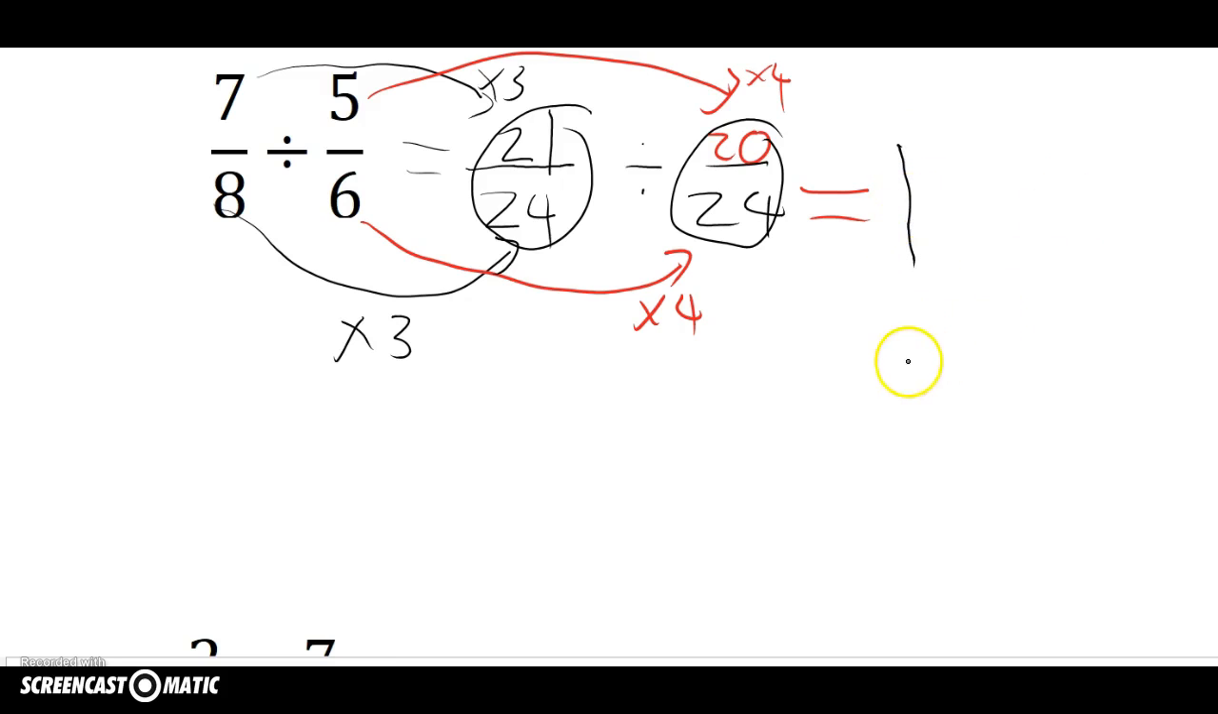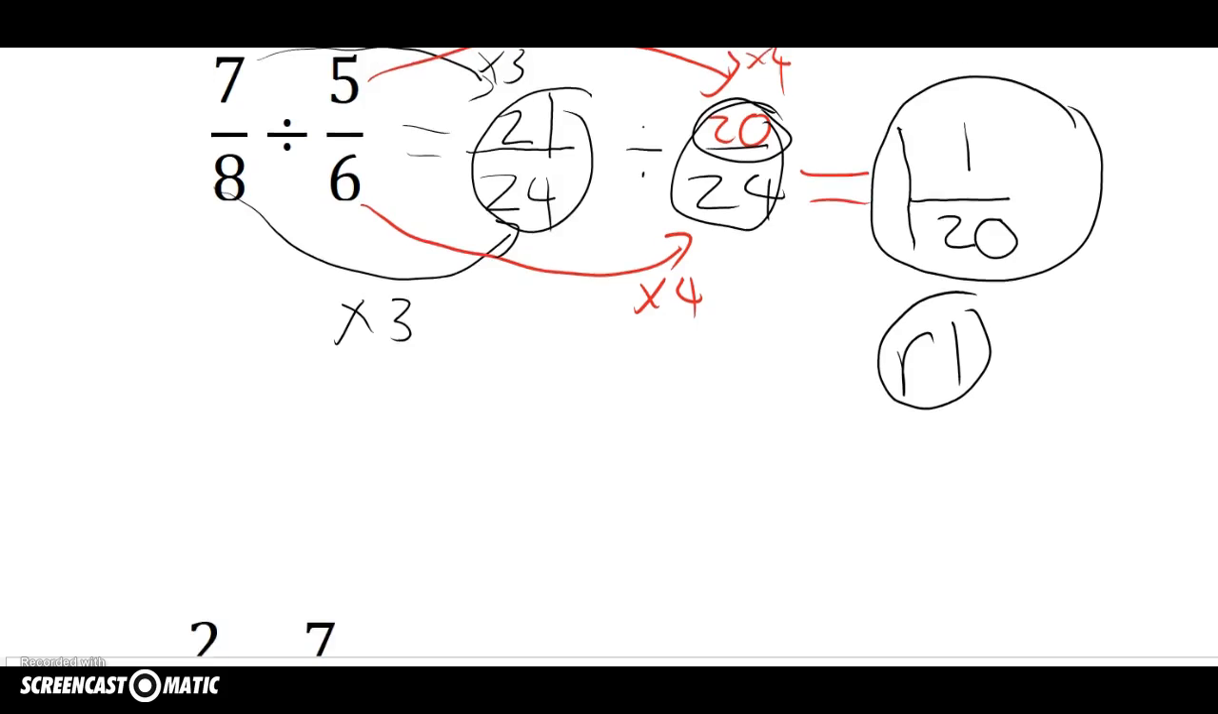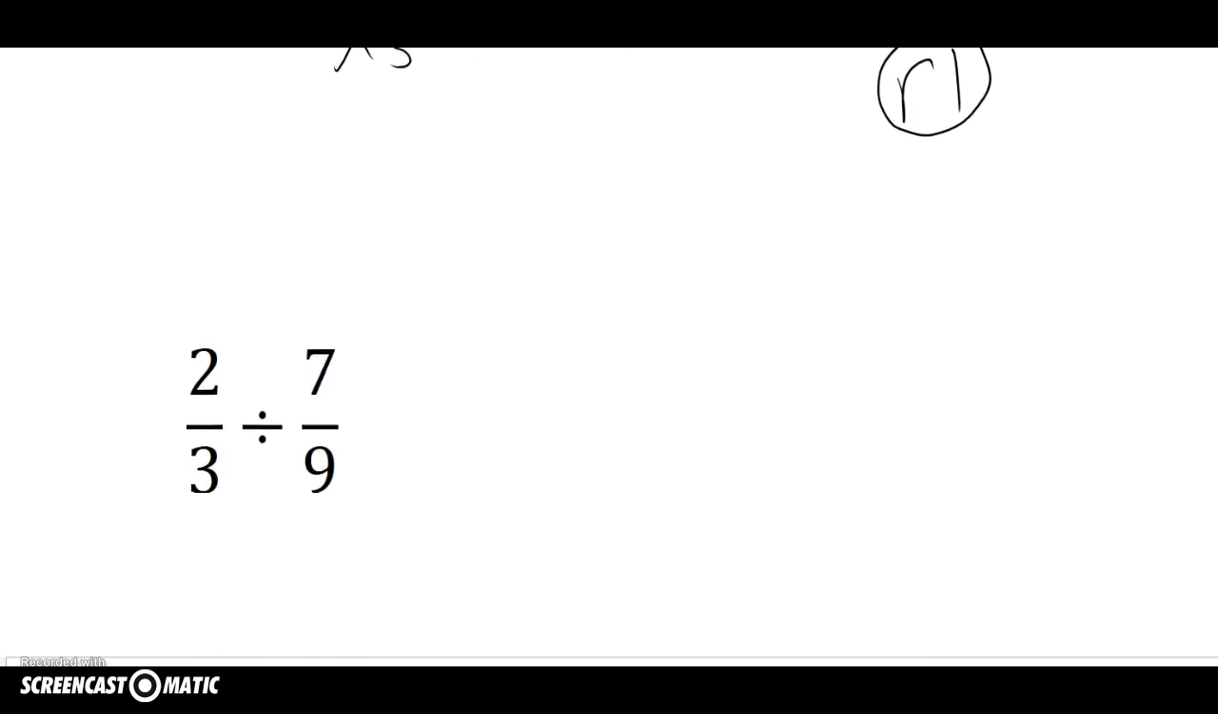But I can also see that I have a remainder of 1, which means that I have 1 of the 20 24ths that I need to make a full group. So I have 1 of the 20 that I need to make a full group. And that's why this is 1 and 1/20th. Let me scroll down to another example.